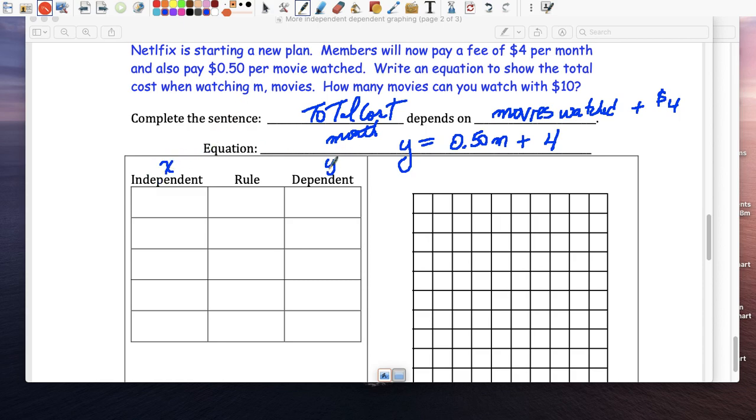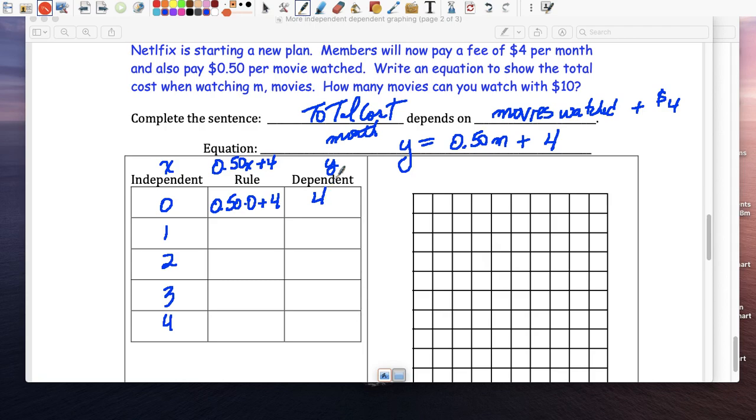X and Y, in this case, our rule is multiply the number of movies that we watch times 50. I should write X, and then we can add our monthly fee. So if you watched, let's just go 1, 2, 3, 4. You watch 0 movies, and that can happen. You have a very busy month at work. So if you watch 0 movies, 50 cents times 0, so you don't have to pay. You still pay the $4 monthly fee.